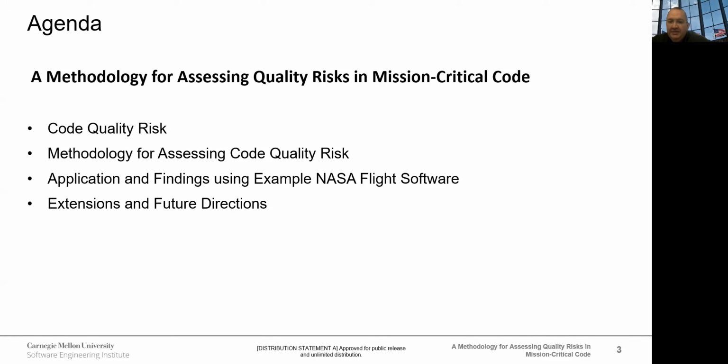So our agenda: code quality risk. What's the risk associated with actual code itself? Not the functional aspect, but the structural aspect of that code. We'll talk about the applications and findings for a recent NASA flight software example. And we're going to talk about some of the extensions and future directions for code quality analysis.